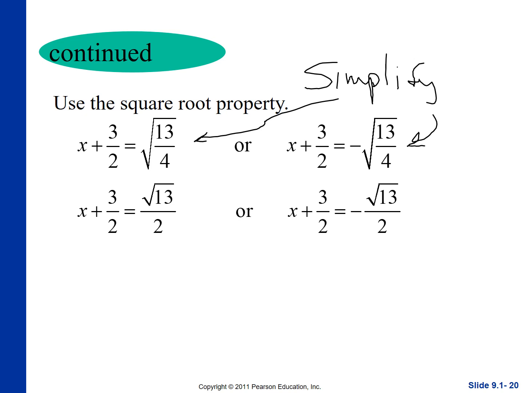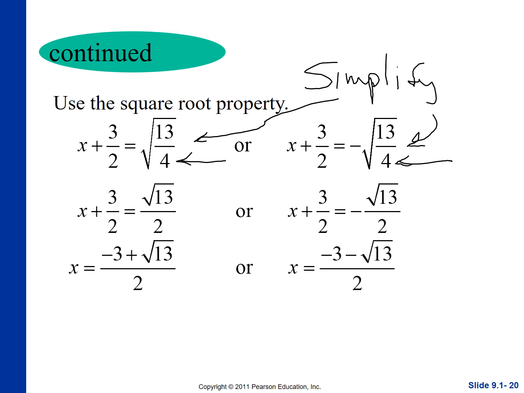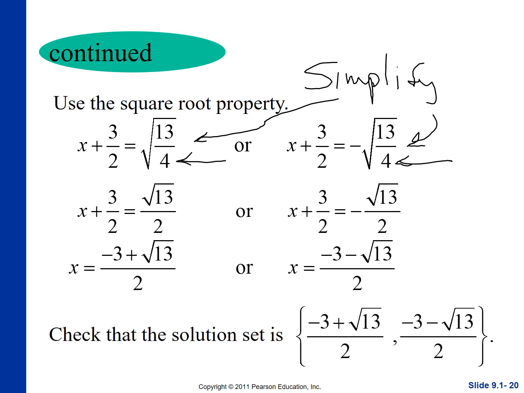You cannot have a square root in the denominator, so you got to get rid of that. And it turns out you end up with the same denominator on each side. So you subtract 3/2 from each side, and you end up with -3 plus the square root of 13 over 2 and -3 minus the square root of 13 over 2. So that's your solution set. Now you want to check that.